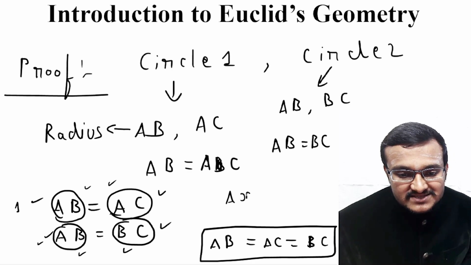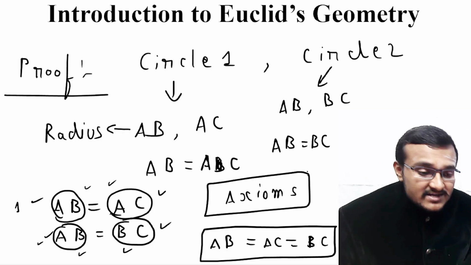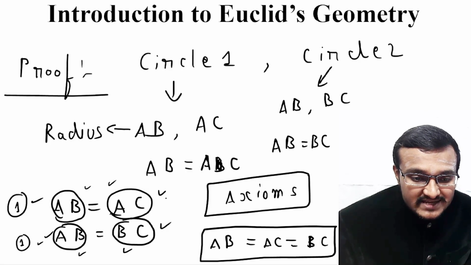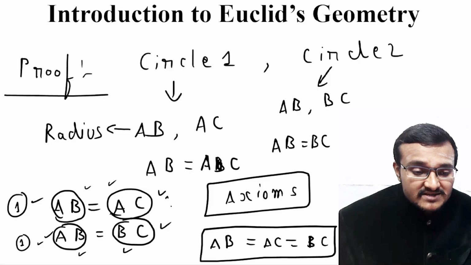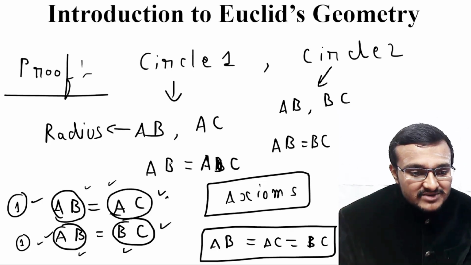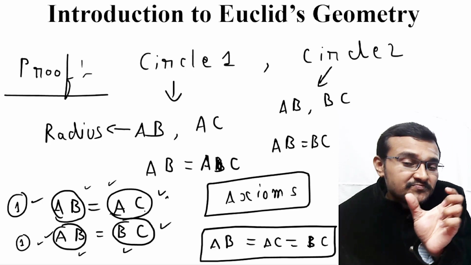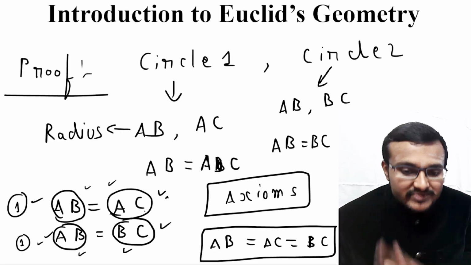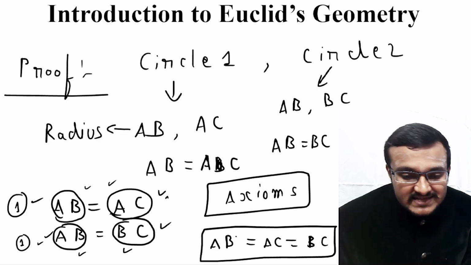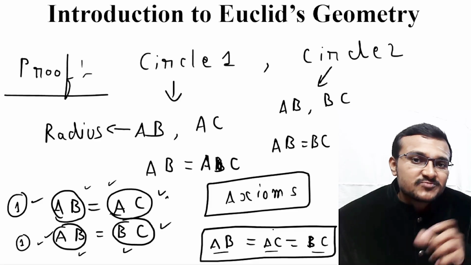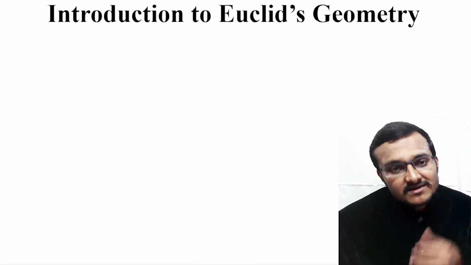So from Euclid's axioms, we can see that one particular thing is equal to two different things. Here AC is one thing and BC is another thing. And AB is commonly equal to both AC and BC. So if AB is equal to AC and AB is also equal to BC, that means AB is equal to AC, which is equal to BC. So according to Euclid's axioms, AB is equal to AC is equal to BC. So that means this particular triangle is an equilateral triangle.